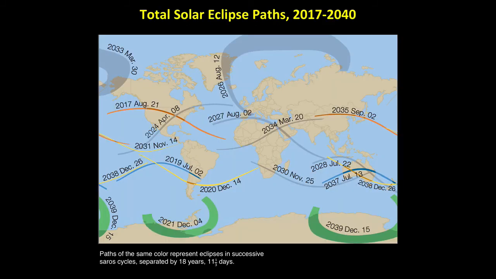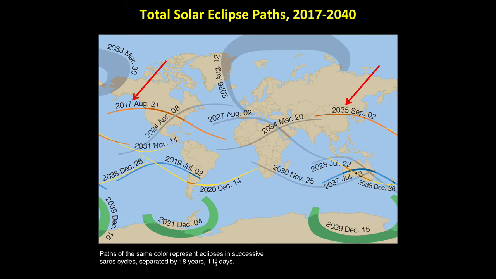You can see the idea on this map, which shows the paths of totality for total solar eclipses from 2017 to 2040, with paths of the same color representing eclipses separated by the Saros period. Notice that these paths, such as the ones for 2017 and 2035, also move about 1/3 of the way around the world, a direct result of the 1/3 day in the Saros cycle.